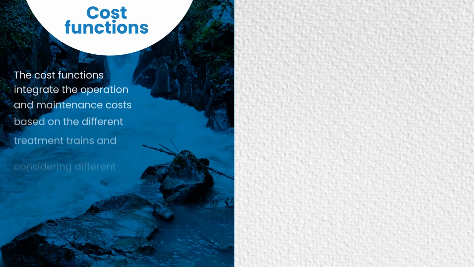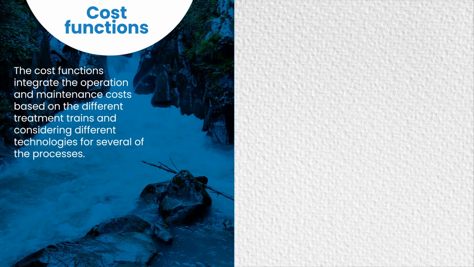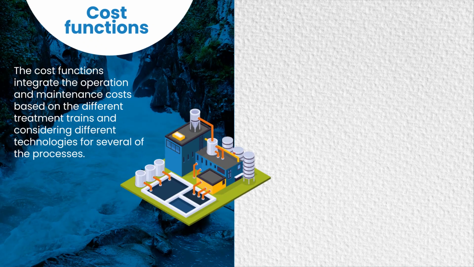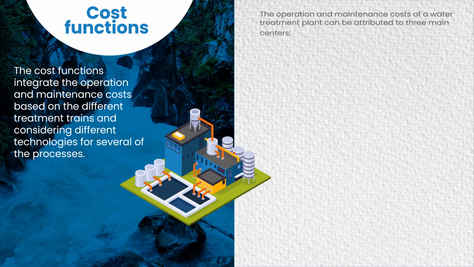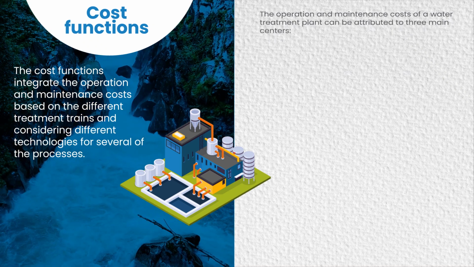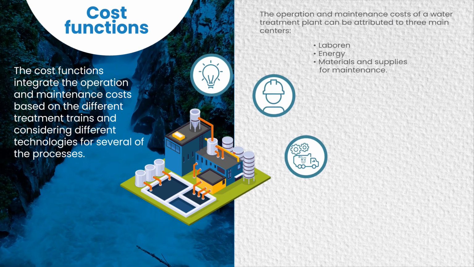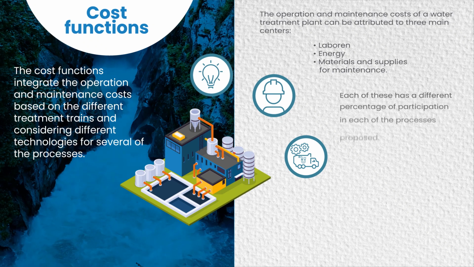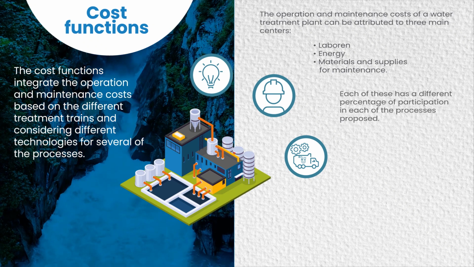The cost functions integrate the operation and maintenance costs based on the different treatment trains and consider different technologies for several of the processes. The operation and maintenance costs of a water treatment plant can be attributed to three main centers: labor, energy, materials, and supplies for maintenance. Each of these has a different percentage of participation in each of the processes proposed.